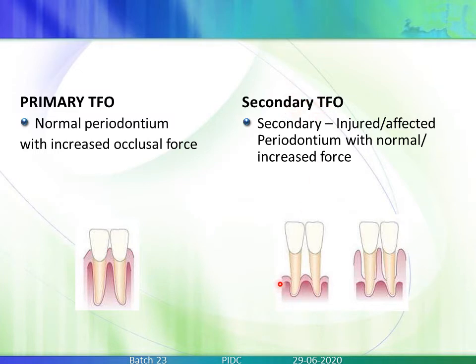So here again you can see that the bone level has reduced, and here you can see that there is periodontal pocket formation with a decrease in bone levels. So this results in secondary trauma from occlusion. When there is normal periodontium with increased occlusal forces, then it comes under the term primary trauma from occlusion.